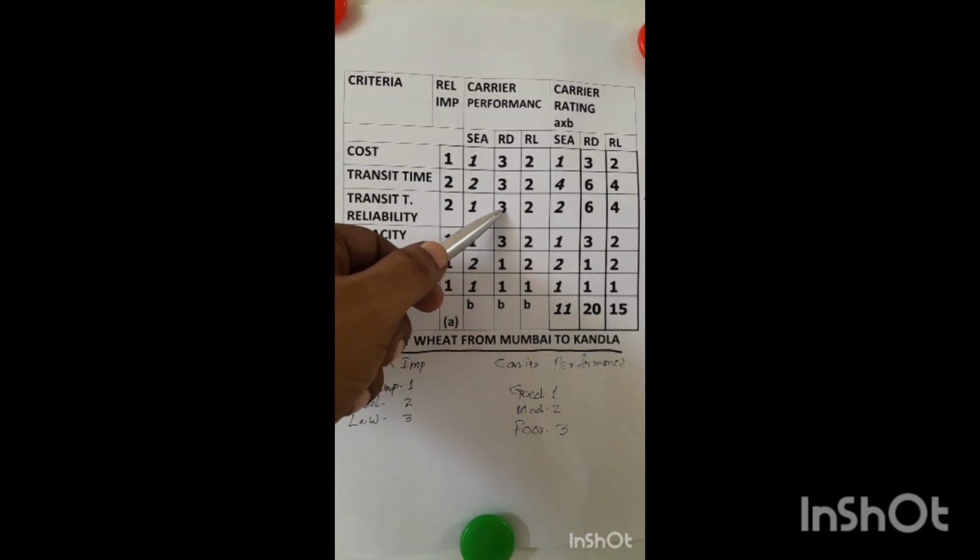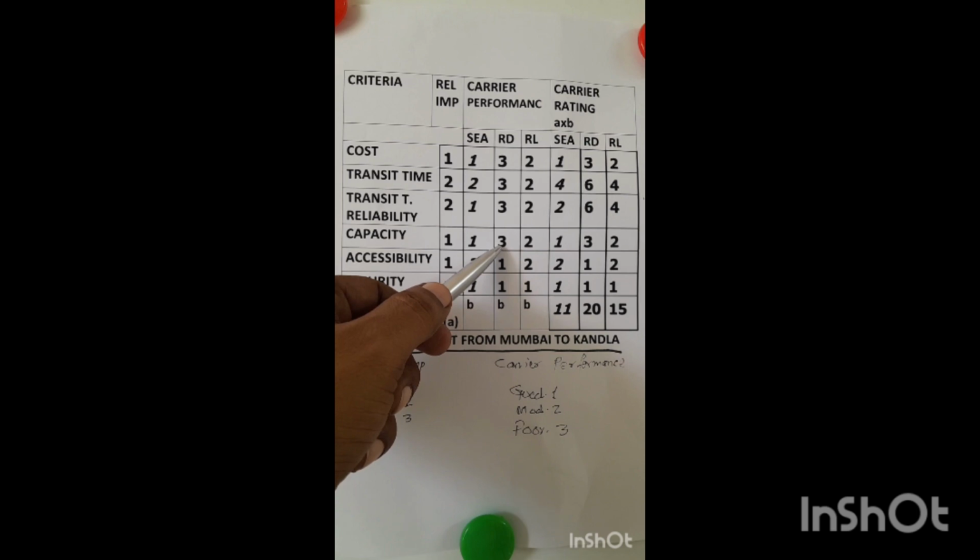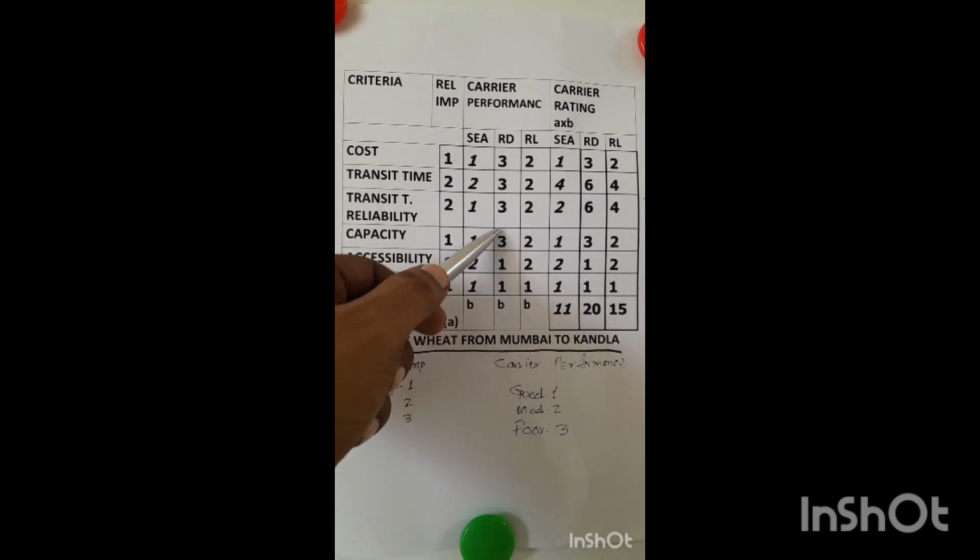Reliability is also very poor, 3. Capacity, you have got 60,000. A truck has a capacity of only 25 ton or so. So 15,000 trucks needed. So capacity is very low. So poor, we say 3.